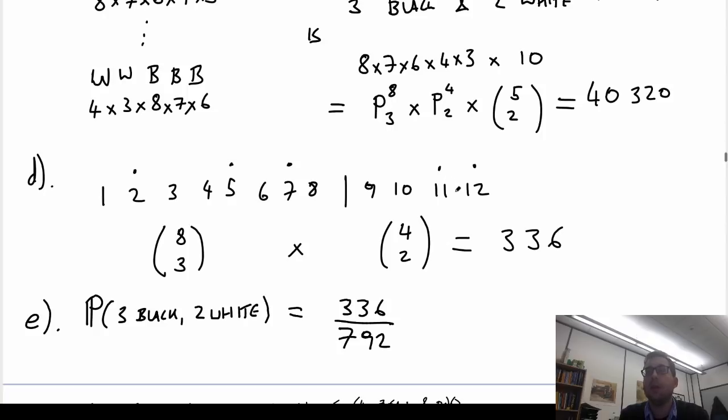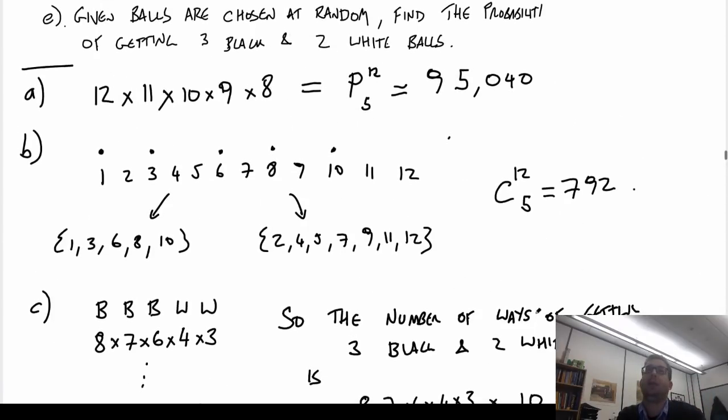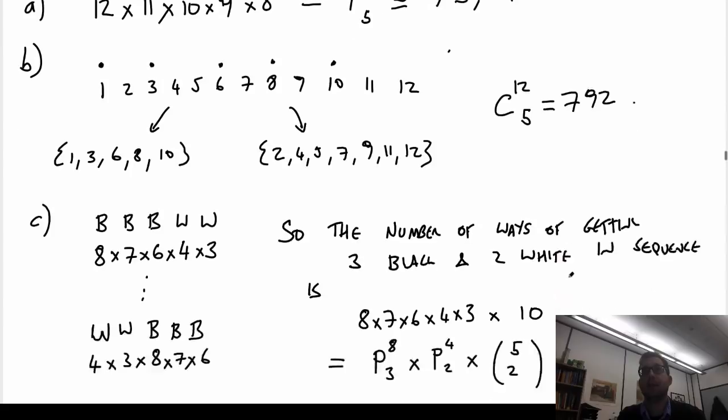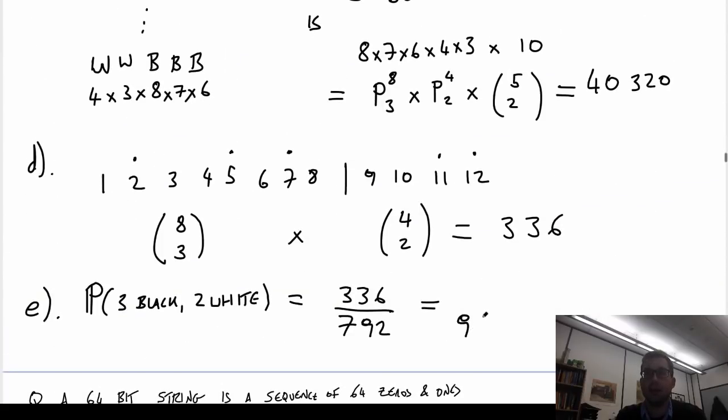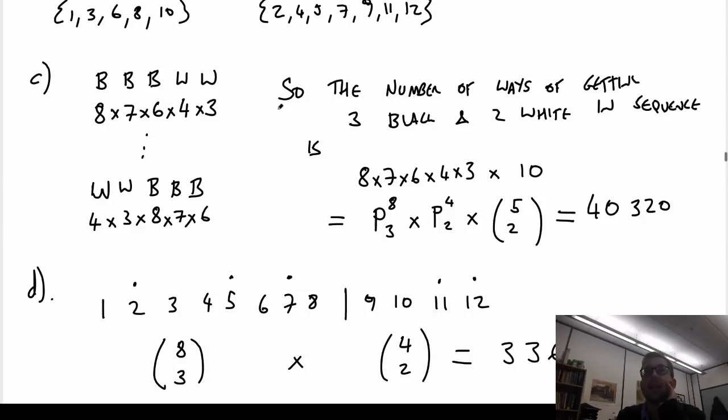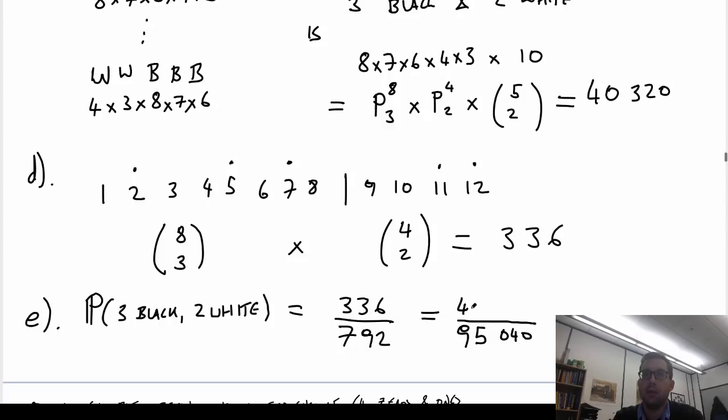Okay, so the number of ways I can take a set of size 5, where 3 are black and 2 are white, okay? Or I could think of it as the number of ways I could take out 5 cards in sequence, so 9,540, okay? Divided by the number of ways that I get 3 blacks and 2 whites in sequence, okay? So 40,320. And notice I've written them both the same here, okay?